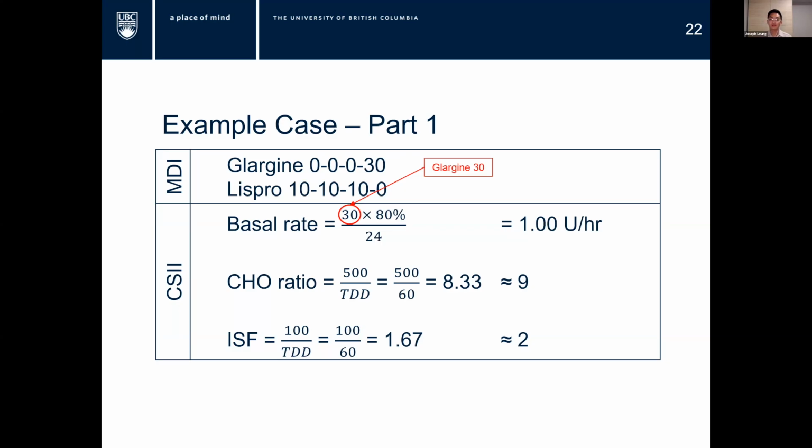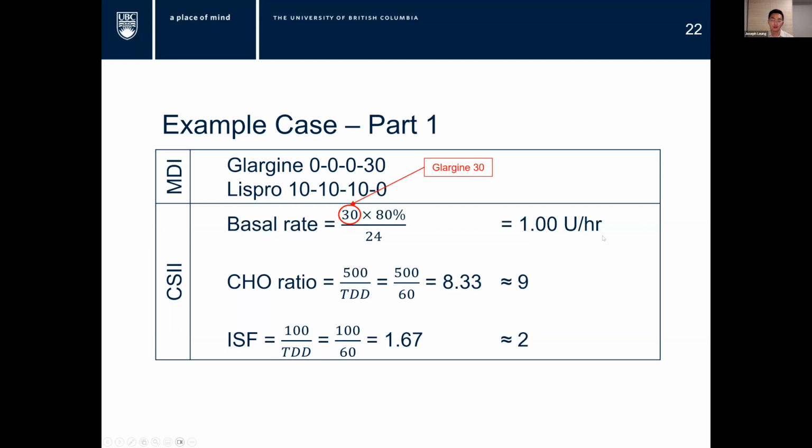So 30 units times 80%, that's 24 units. Very convenient because 24 units in the whole day divided by 24 hours is equivalent to 1 unit an hour. So our initial settings for Leo would be to program in 1 unit an hour for the entire 24-hour period from midnight to midnight.